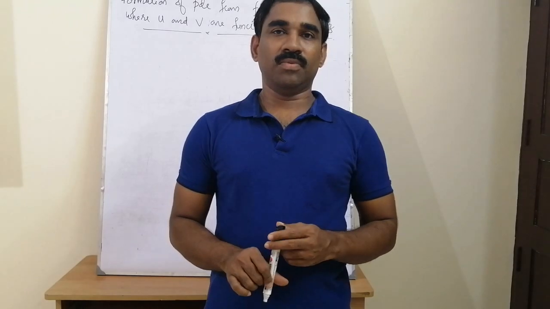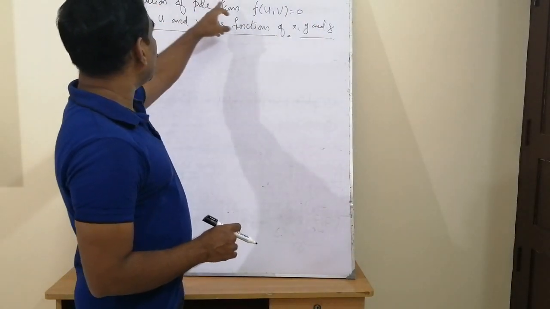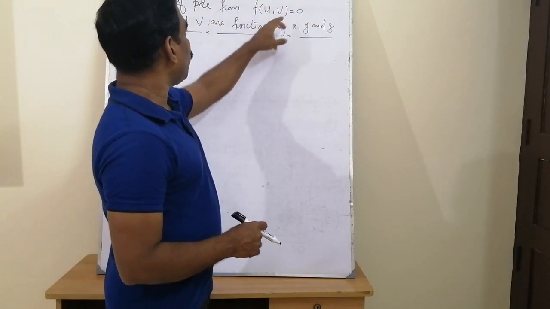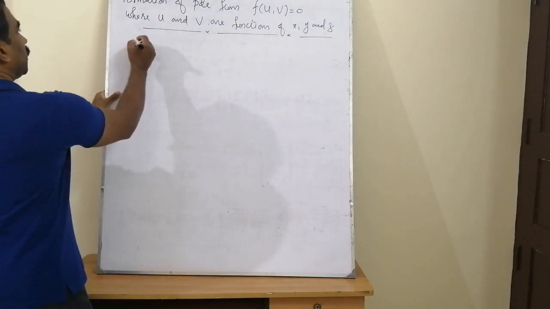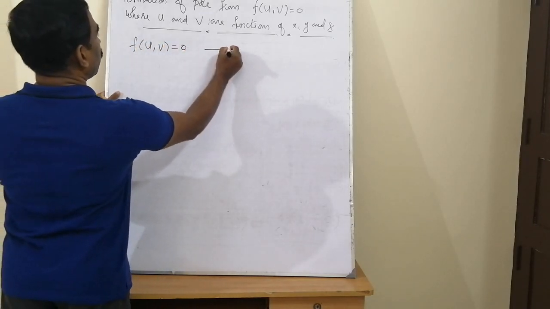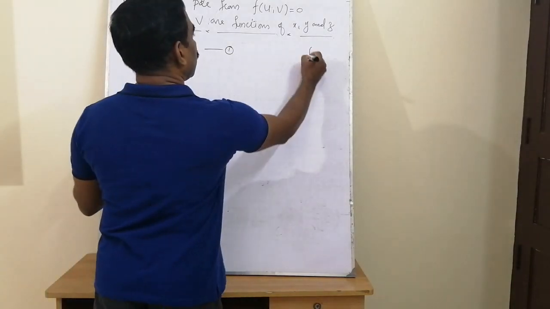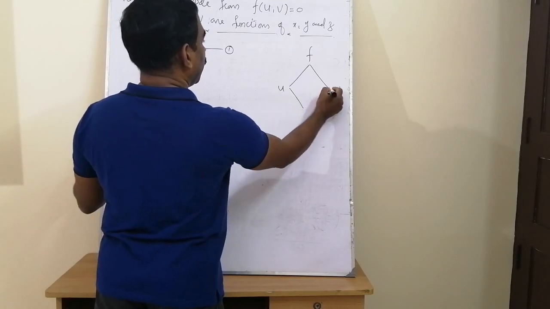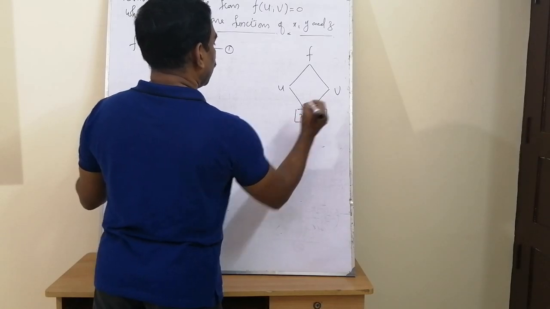Next we are going to consider formation of a partial differential equation from a special relation. Formation of a PDE from a relation of the form f of u, v is equal to 0, where f is an arbitrary function, u and v are functions of x, y and z. See, the given relationship is f of u, v is equal to 0, we call it equation number 1. What is the relation between f, u and v? This f is a function of u and v, where this u and v are in turn functions of x, y and z. So we can apply the chain rule.